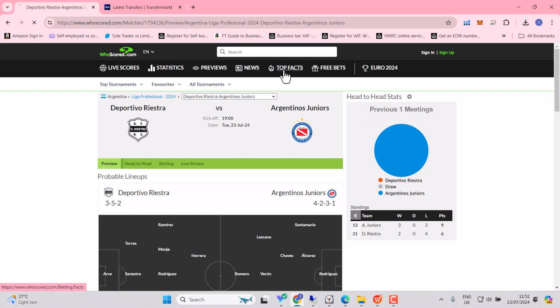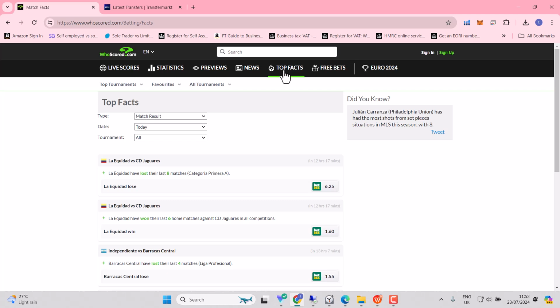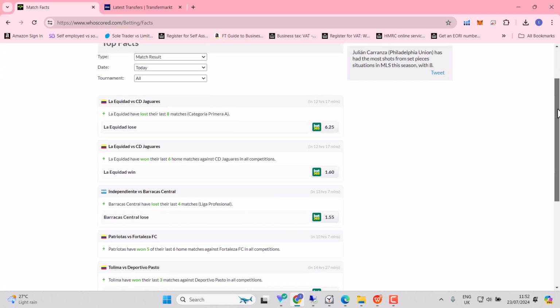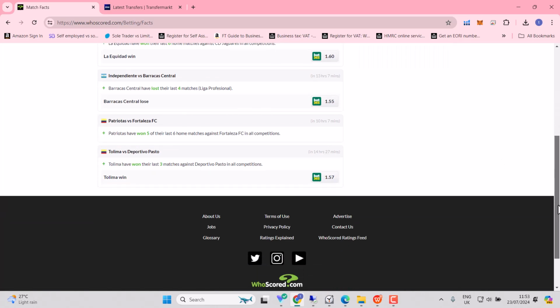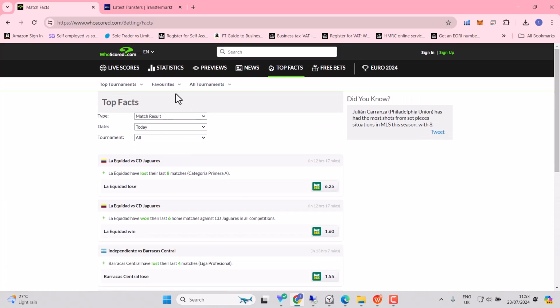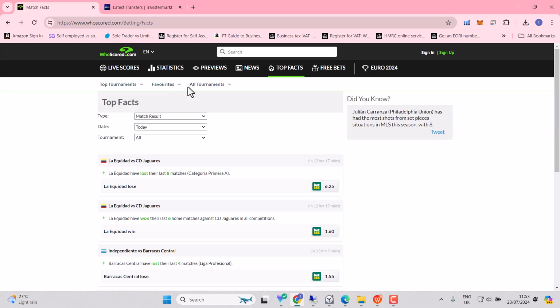Free bets, top facts is an excellent aspect of this as well. This is where you'll find the very strong sequences. Lekkidad have lost their last 8 matches. Lekkidad have won the last 6 home matches against CD Jaguars, I suspect. So that suggests, in having lost their last 6, they've got a good opportunity to get back to winning ways. That's how I would read into that. So it's as much information as you want to use for all the major leagues.